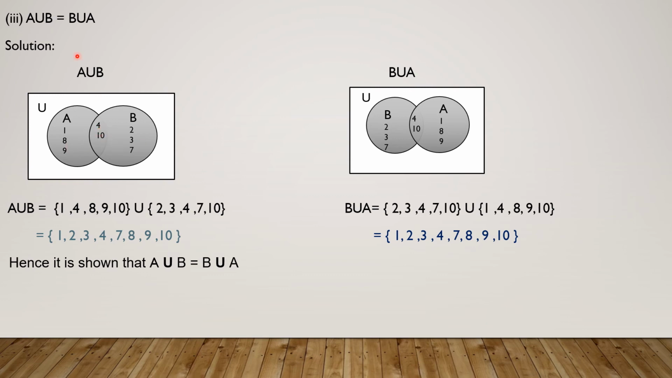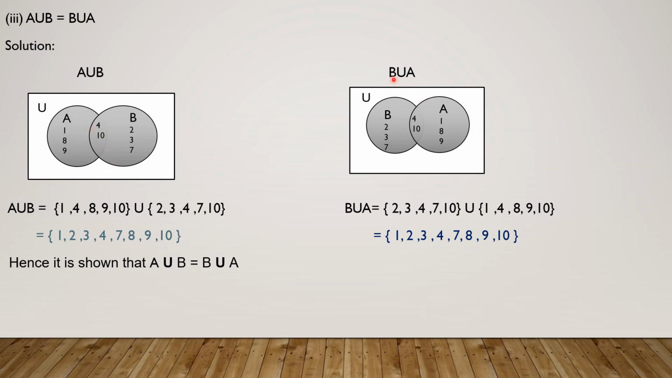Now question is shade A union B. What is the meaning of union? All the elements of set A and B. So we will shade whole the portion of set A and B as A union B. Union means whole the portion of A and B. So here we will shade whole the portion of A and B.